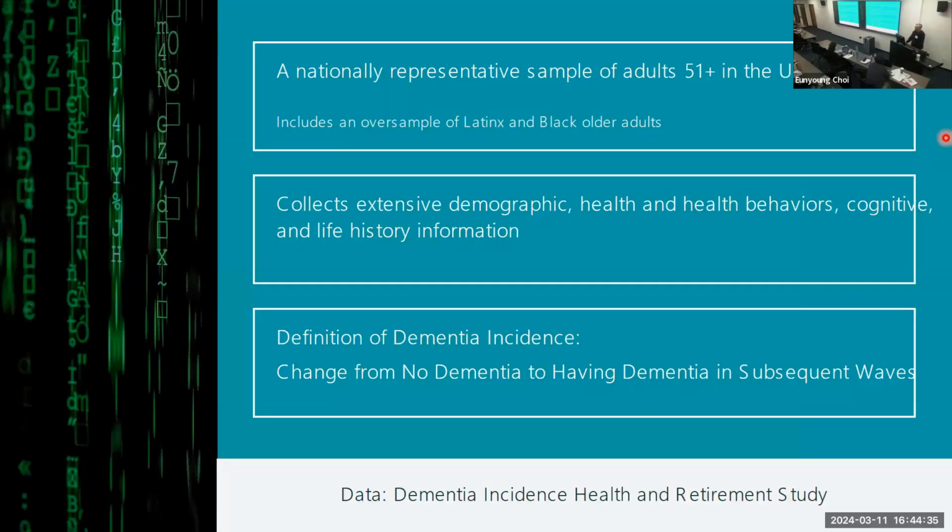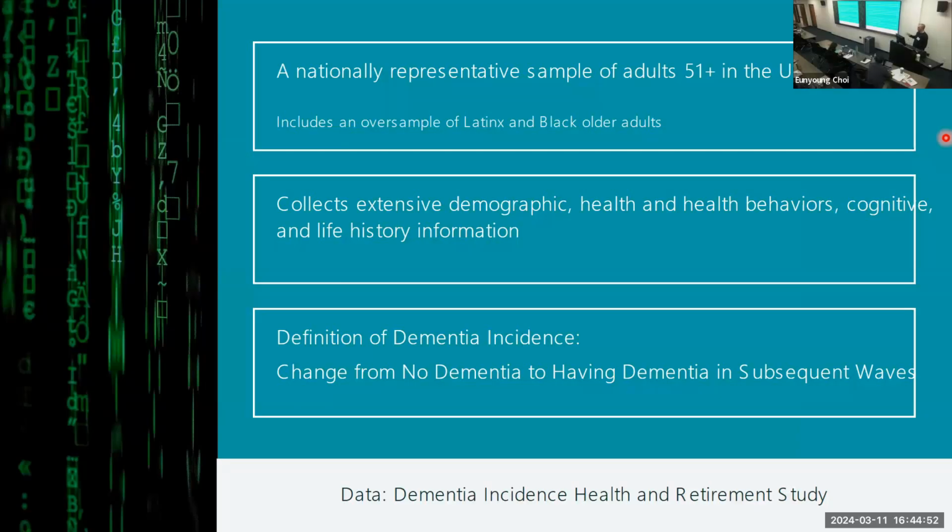So we use the HRS, right, which is a representative study of older adults in the United States. It oversamples Black and Latinx older adults, who are more likely to experience dementia onset. So that's very important. It collects extensive demographic, health, and health behavior information, cognitive as well as life history information.